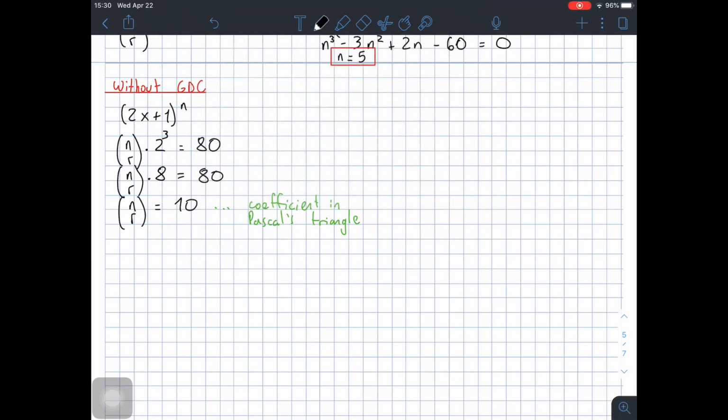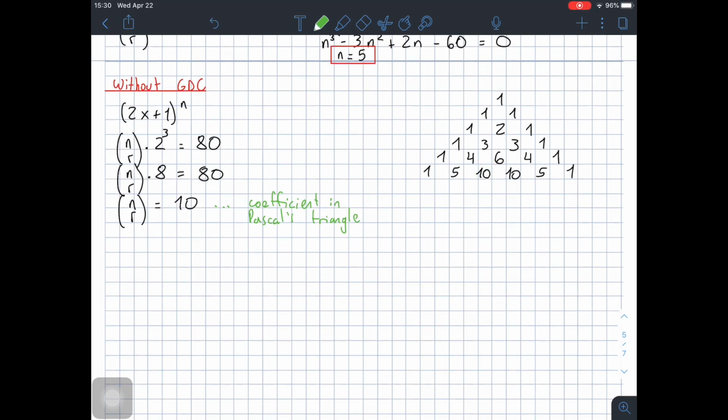So I'm gonna quickly build the Pascal's triangle here. 1, 1, 1, 1. We'll see what happens. So this is 2 over here, 3, 3. I need to stop when I get to a 10, okay? So this is 5, 10, 10, 5, 1. So here you see that we get 2 10s, right? This one and this one.